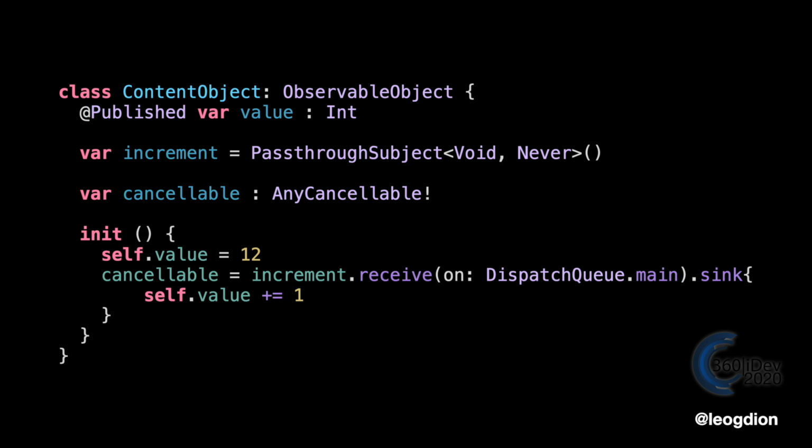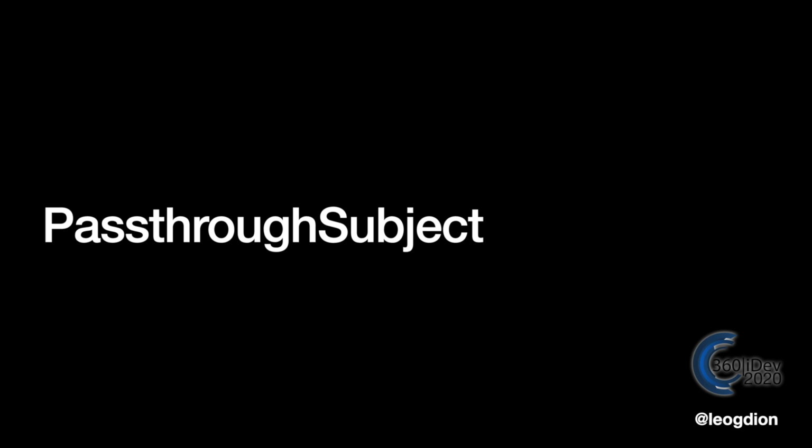Here we're using something called a PassthroughSubject. In this case, we set up a PassthroughSubject to receive on a main thread and change the value. Well, let's get into this a little bit more. What exactly makes a PassthroughSubject different from CurrentValueSubject and Published?